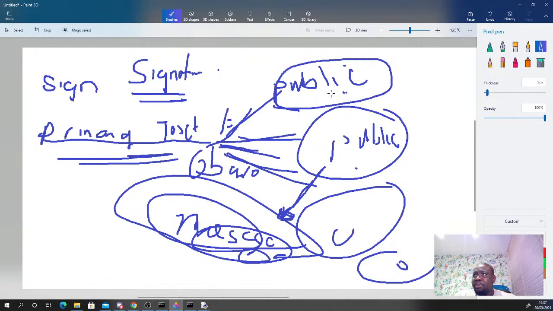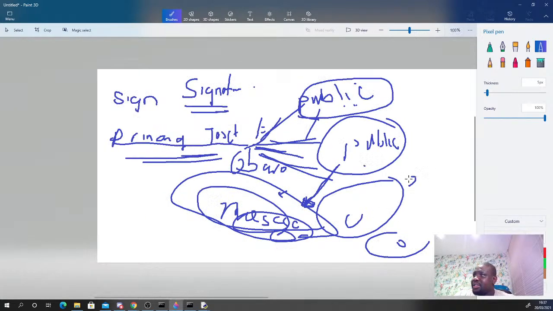But if they use their public key to encrypt a message to you, at this point they call it encrypting. It's not signing because they hide the letter not for any other person, only for you to be able to read it. So this is encrypting. The only person who can read it is the one with the private key.